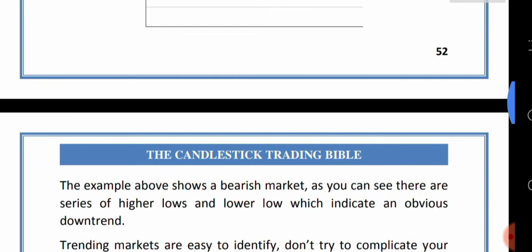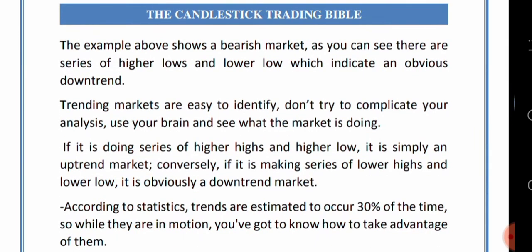Alright, the example above shows a bearish market. As you can see, there are a series of lower highs and lower lows, which indicate an obvious downtrend. Trending markets are easy to identify. Don't try to complicate your analysis. Use your brain and see what the market is doing. Like I've told you earlier, it's just an easy thing to identify.